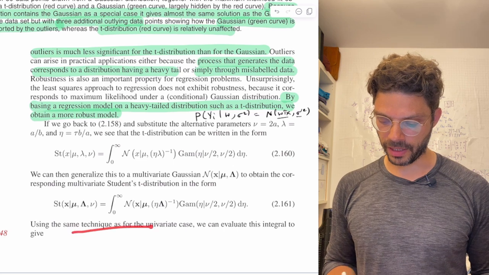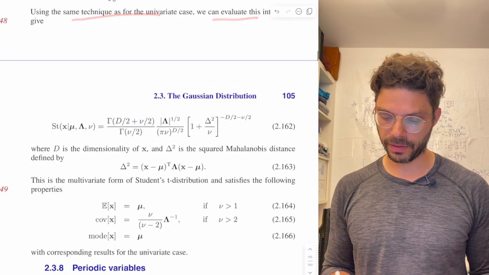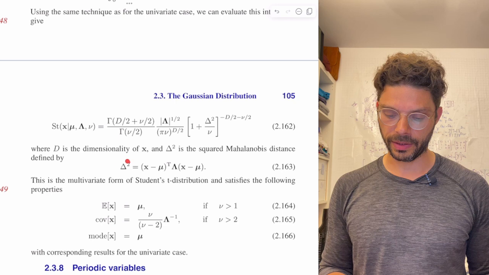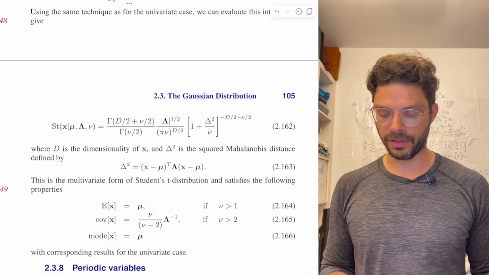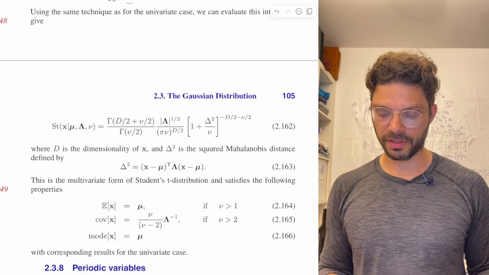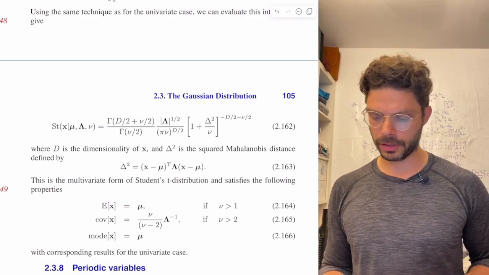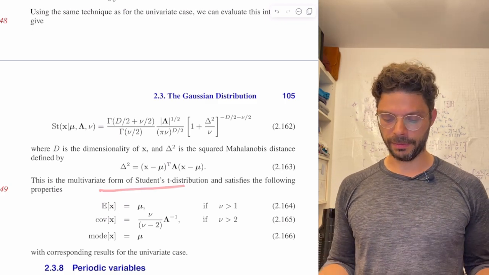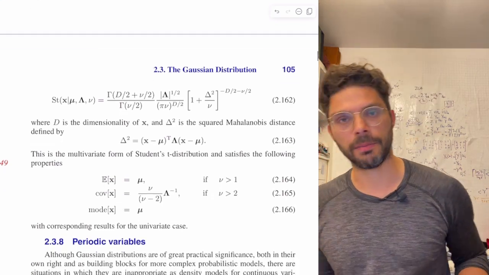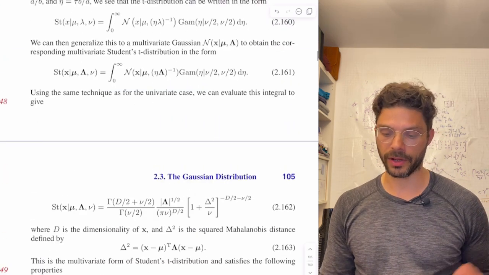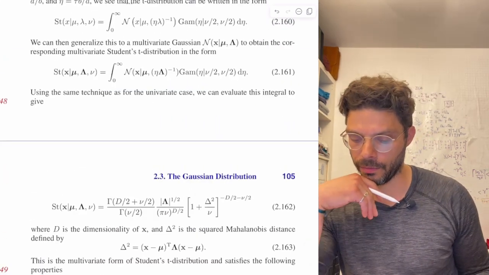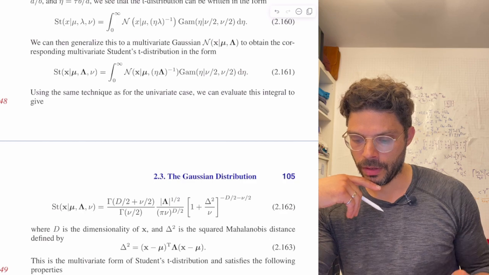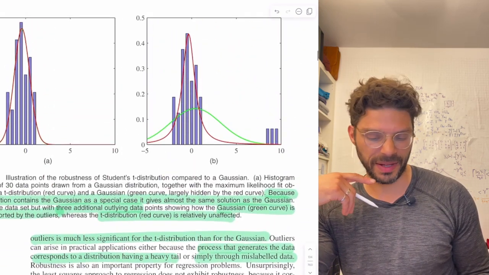So using the same technique as for the univariate case, we can evaluate this integral to give this interesting looking distribution. Now our d squared is our distance from the mean multiplied by the precision. This is the Mahalanobis distance. We'll talk about this. I don't know if we've already talked about it. It'll come up again. And this is the multivariate form of the Student's t. Maybe this will become more important later on. So it's just here. I don't know whether it's worth spending any time on, so let's just leave it at that. But yeah, I think that's basically all I wanted to talk about here.